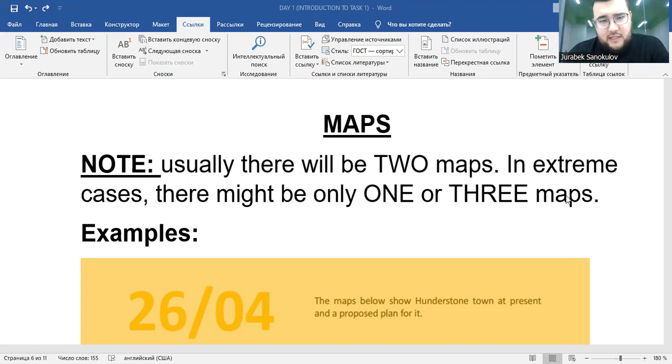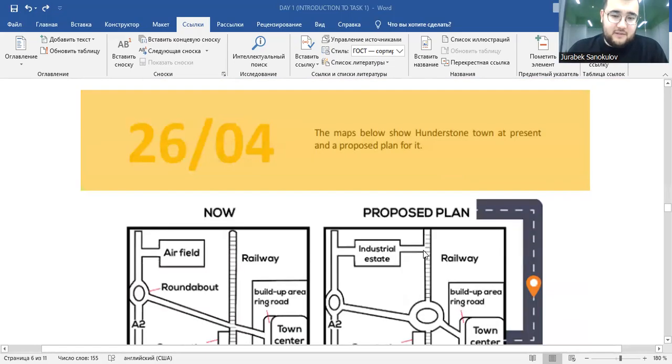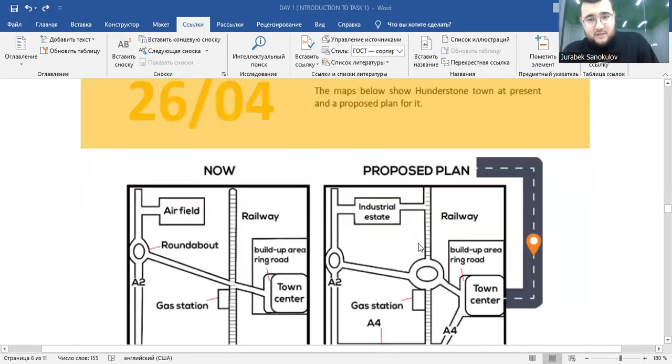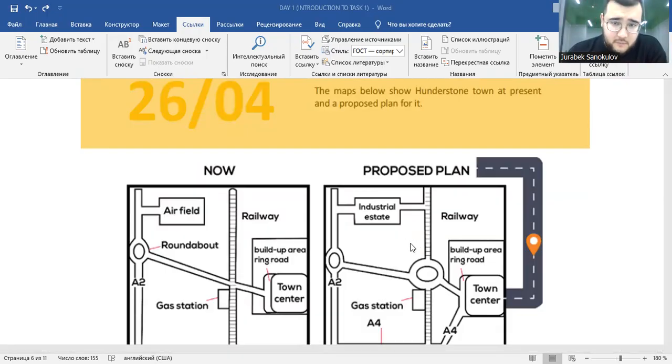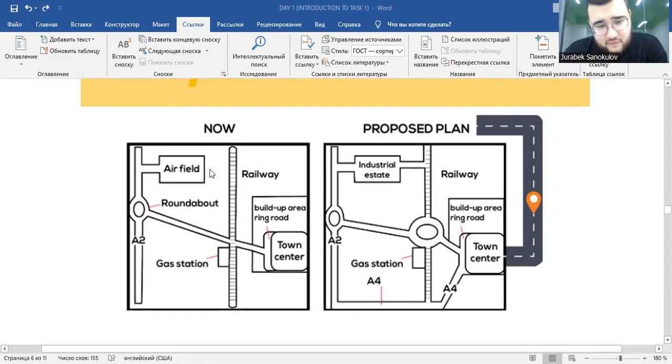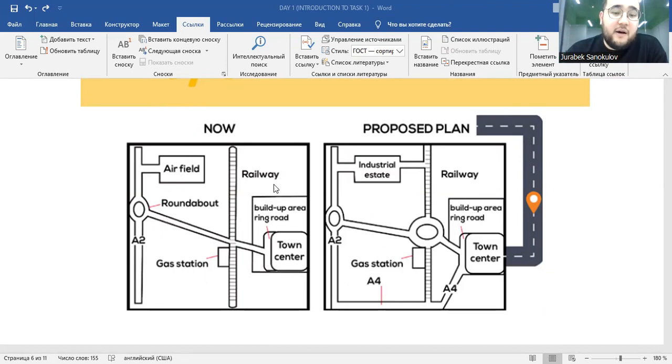I cannot remember the last time when students had one or three maps. Usually, students are given two maps. So let's look at some of the examples. Here, Hunterstone Town, at present and proposed plan for it. This is the first map and this is the second map. And of course, we're going to cover every single thing that you should know when it comes to describing maps in the next videos.